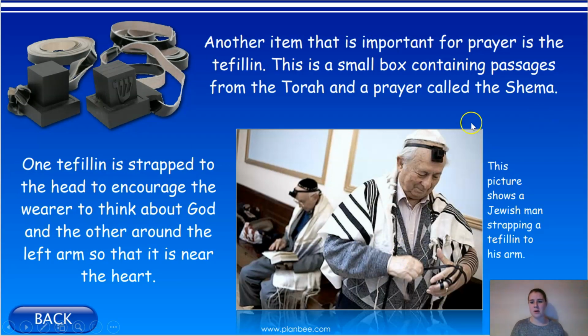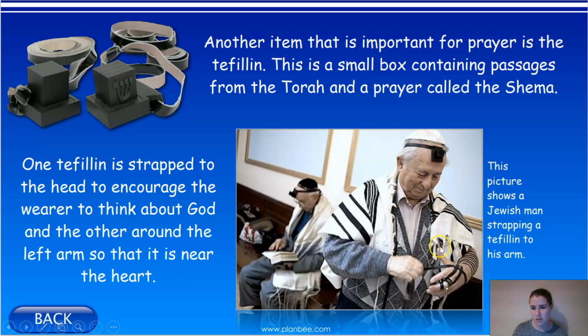Now, this is the black box that we were talking about from that original picture. This is the Tefillin. We know this has passages from the Torah, and it also has a very specific prayer called the Shema. We might touch on this in our next RE lesson. Here you can see in this picture that this gentleman and this gentleman have it wrapped around the head. But here he's actually starting to strap it around his arm.